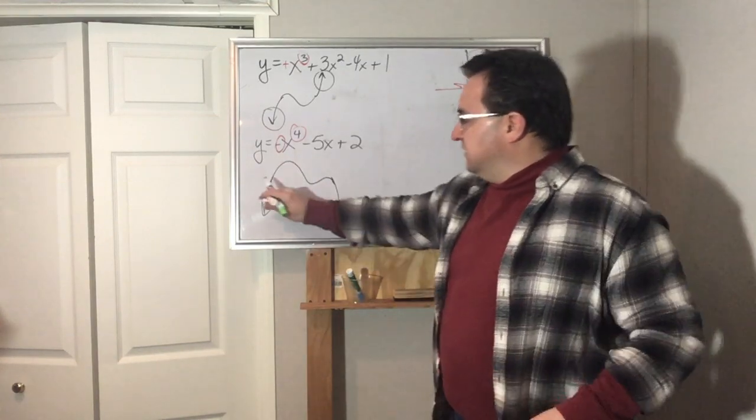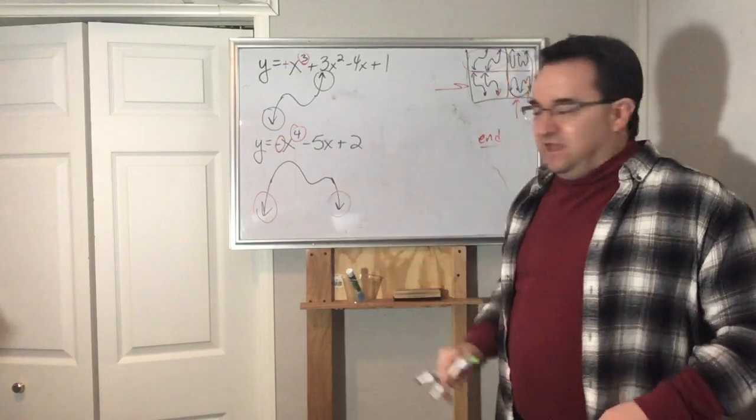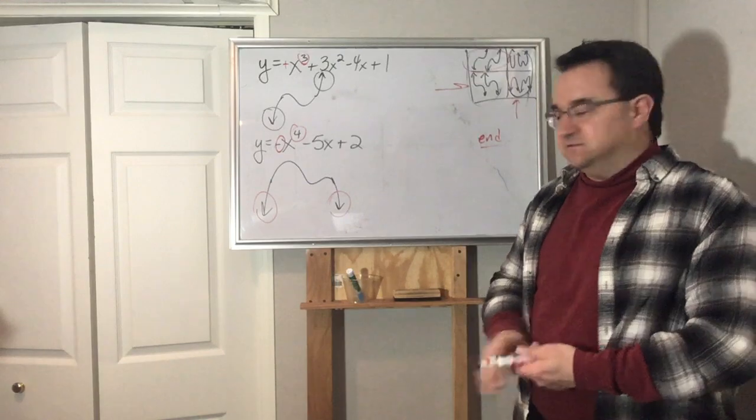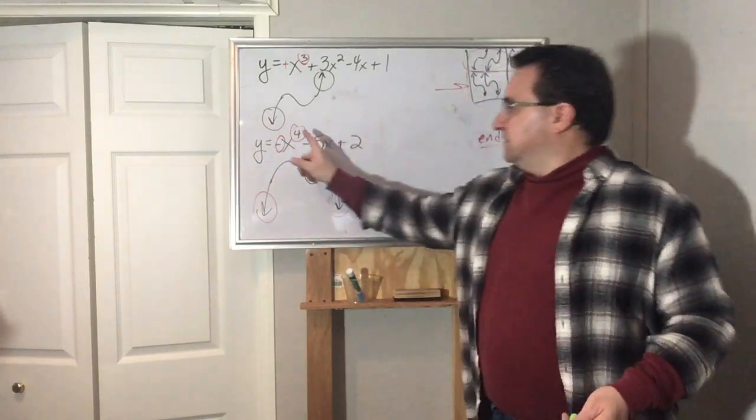What our focus is right now is, what is the end behavior? And in this case, both ends are going down because of these two reasons: negative, even.